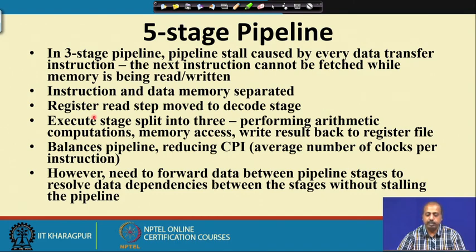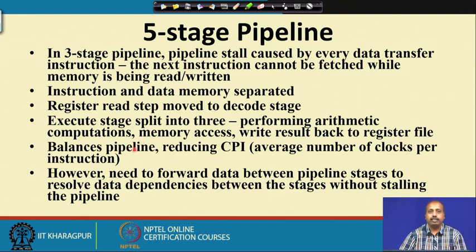The execute stage is also split into three sub stages: one for performing arithmetic computation, then memory access, and then writing the result back to the register file. These are the three stages into which the execute stage is divided. Fetch is one stage, decode and register read constitute one stage, and the execute stage is divided into three stages. As a result we have a five stage pipeline, okay. Execute is three, decode one and fetch one, so five stage pipeline.